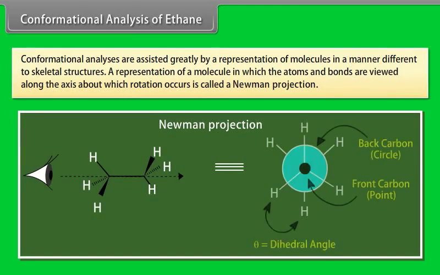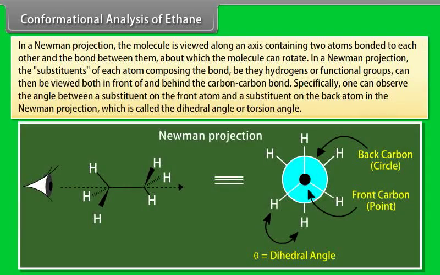Conformational analysis of ethane. Conformational analyses are assisted greatly by a representation of molecules in a manner different from skeletal structure. A representation of a molecule in which the atoms and bonds are viewed along the axis about which rotation occurs is called a Newman projection. In a Newman projection, the molecule is viewed along an axis containing two atoms bonded to each other and the bond between them, about which the molecule can rotate.